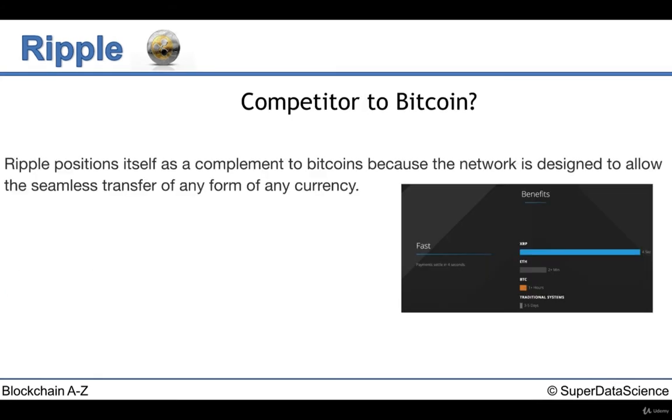And you may be wondering how Ripple compares to Bitcoin or how Ripple sees themselves, but Ripple actually has positioned itself as a complement to Bitcoin because you can use it for any currency. Remember we talked about earlier the currencies, commodities, you can exchange Ripple for any type of currency.